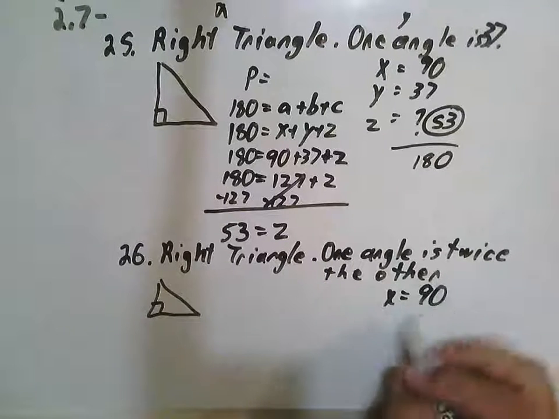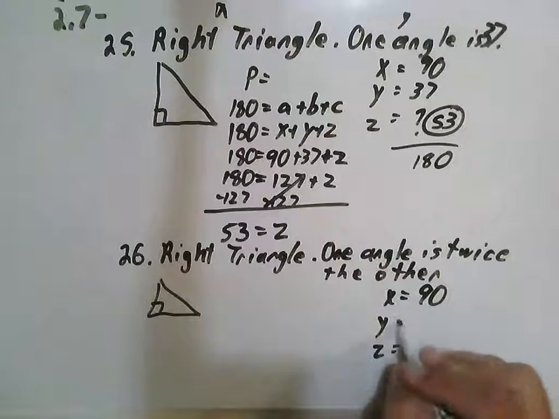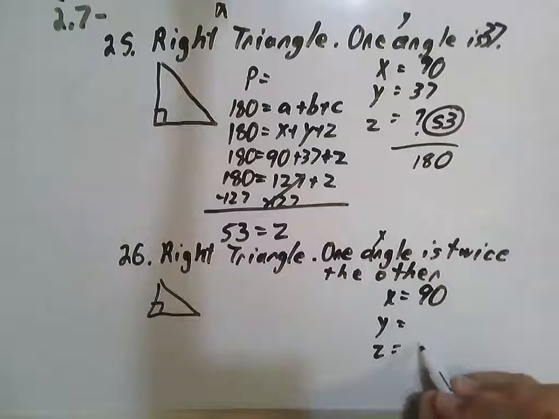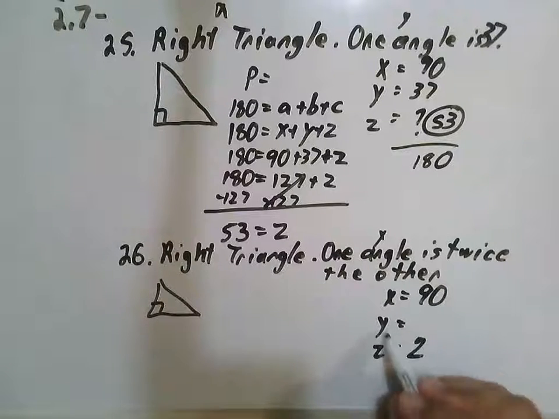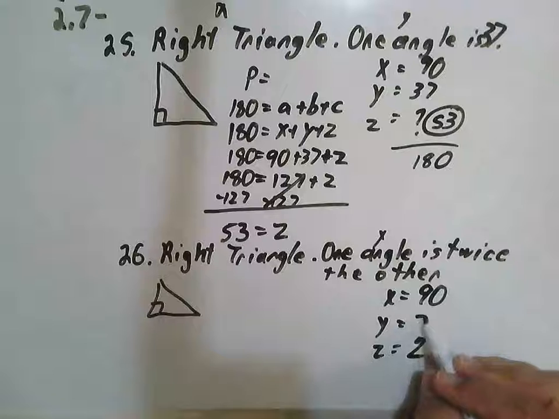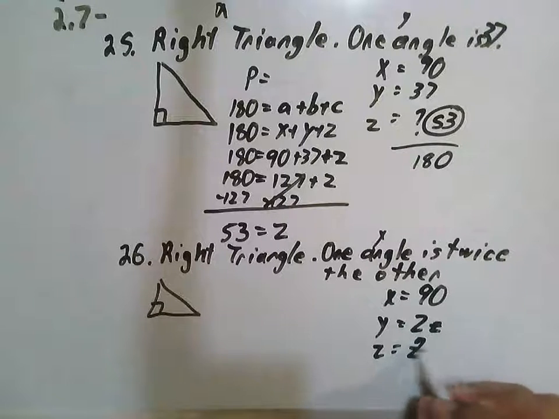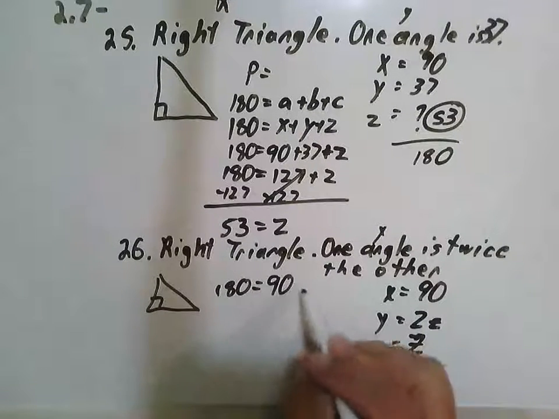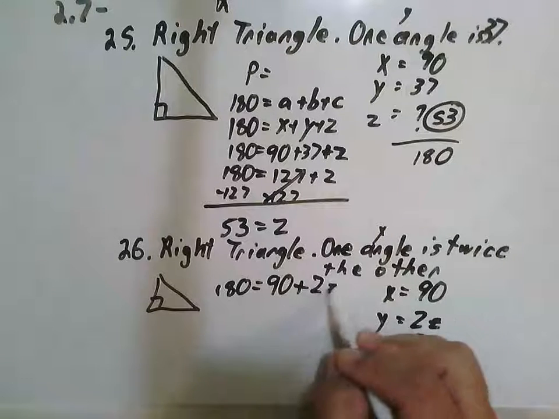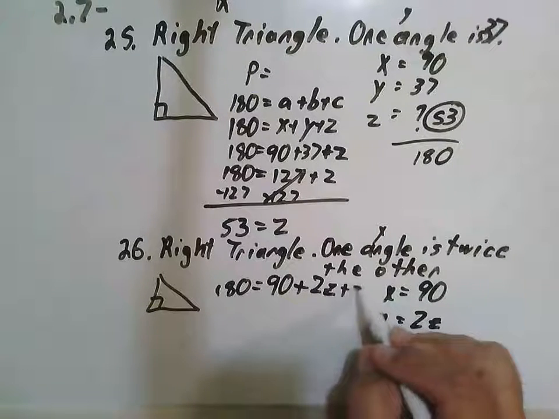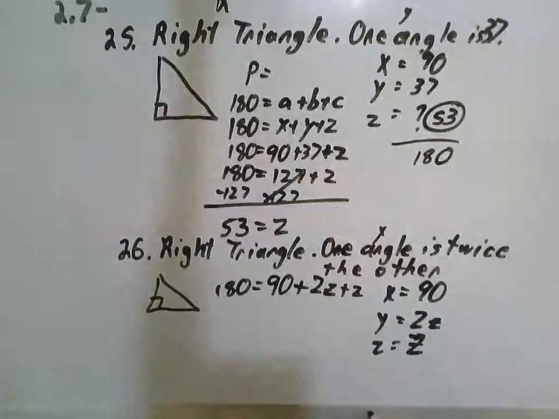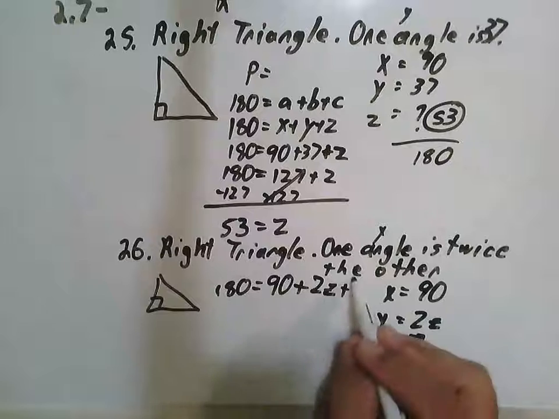So I'm going to make one of them 90. Then I have y and z. It says one angle, which I'm going to use as y, is twice the other. So I don't know what z is again, so I'm going to just leave that at z. I know that y is twice as much as that one, so it's going to be 2z. I know what I'm looking for is 180 is equal to 90 plus 2z plus z. All I'm using is my same formula, 180 degrees is equal to x plus y plus z.